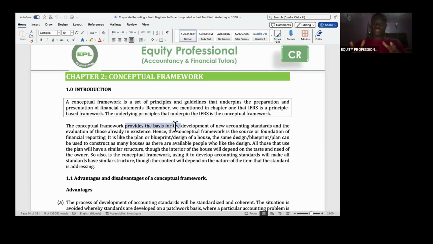Therefore, the conceptual framework is the tool that provides the basis for developing accounting standards. They are the principles that are used to develop accounting standards. In fact, some people say that this conceptual framework is the source or the foundation of reporting. And they are not wrong, because it is the set of principles on which IFRS is developed, so it's the foundation. And don't forget that the IFRS is the authoritative statement that guides how transactions are treated. Now we are saying those authoritative statements, those set of principles, this is where they originate from.